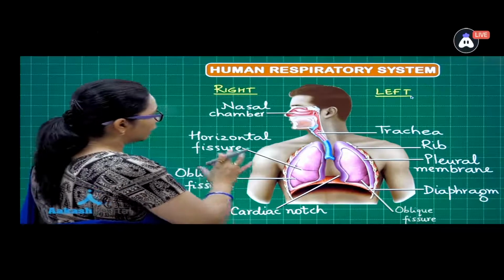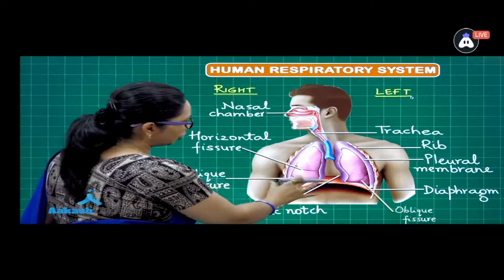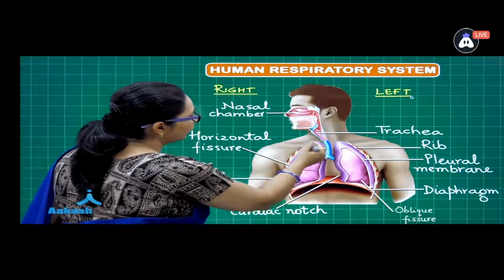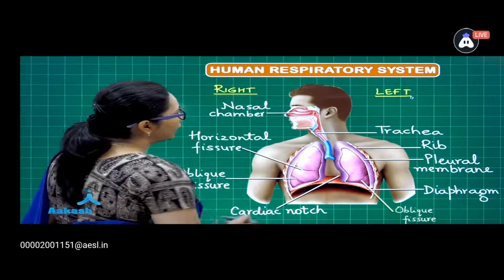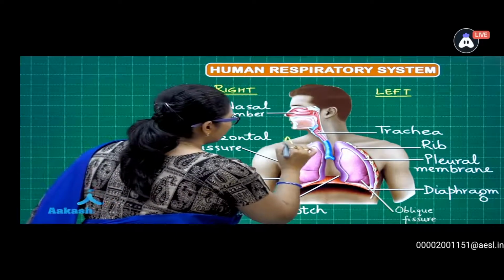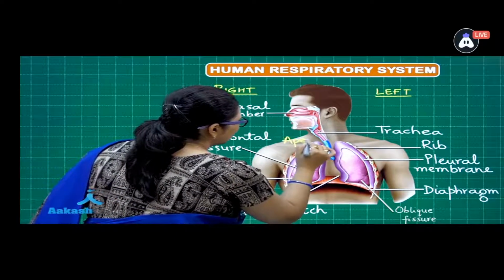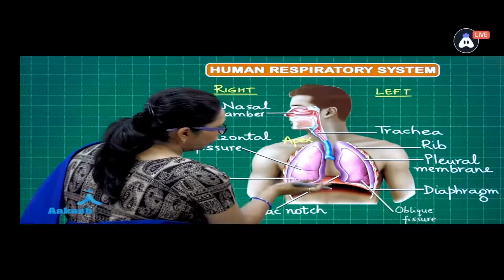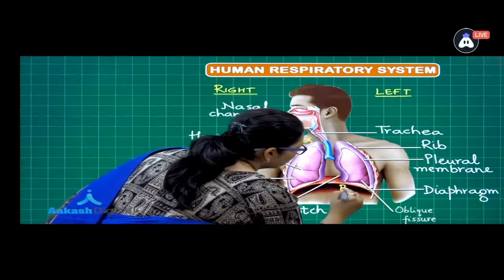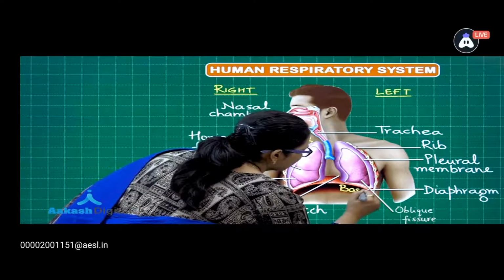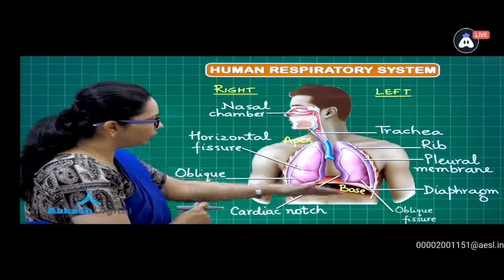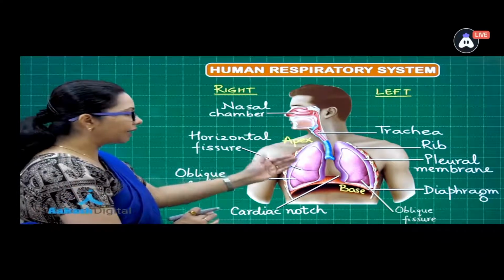And the entire structure of the lung, if we see, is cone shaped, and this conical end here is called the apex. And the end which is resting on the diaphragm is called the base. So these are apex and base for both the lungs, of course.